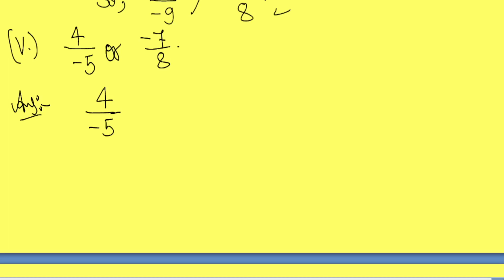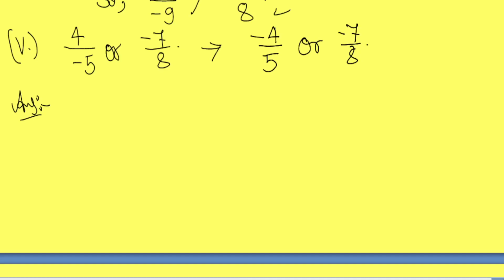Sorry, before doing that, first what we have to do is to change the negative sign which is present in the denominator of 4 upon minus 5. So first change it. See what will happen if you multiply negative in both numerator and denominator: it will become minus 4 upon 5, or it will remain as it is. So our new question is this. We will do all operations on this question, not on the old one.